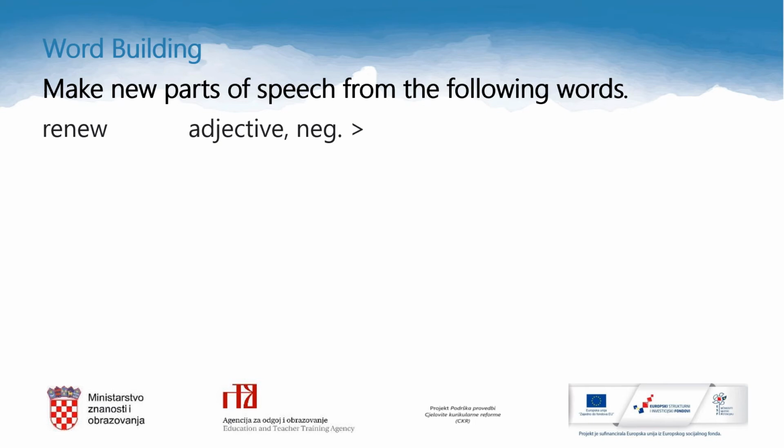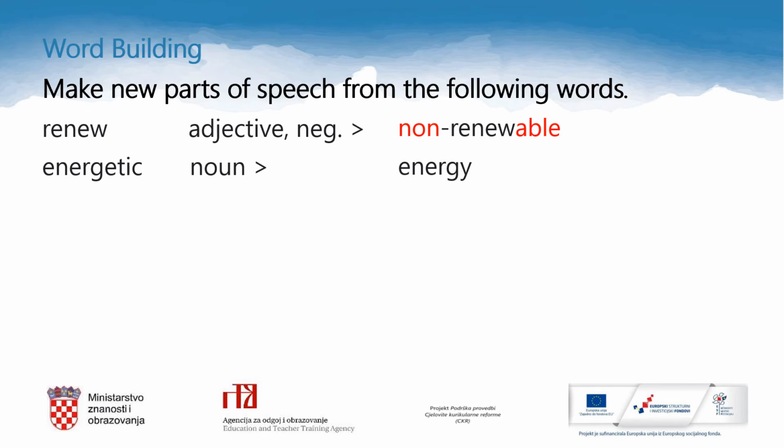What could it be? We've learned it in this lesson. It's non-renewable. So you have a prefix and a suffix or the ending able, renewable, destructible, and we have a lot of such words. Energetic is an adjective. Now we need a noun. Energy, of course. Well done.